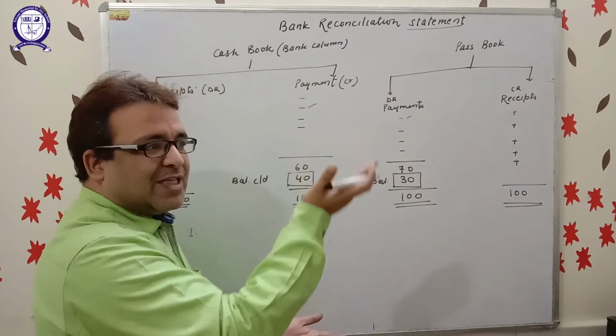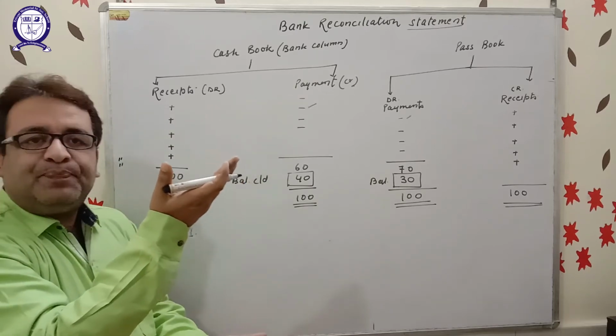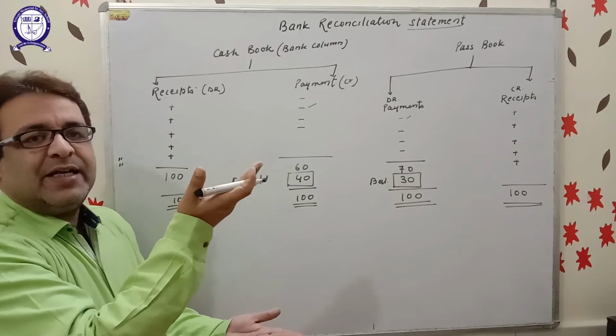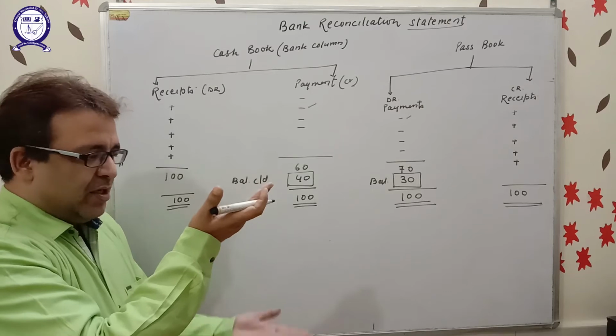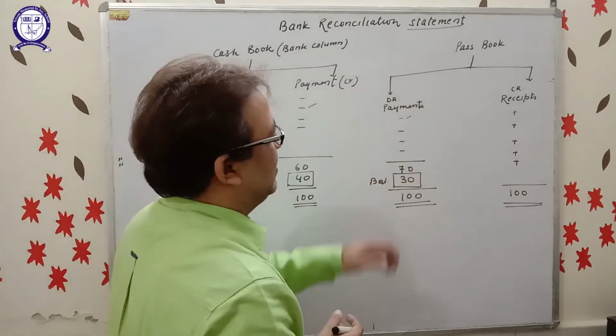The balance of passbook will go high, but the cash book balance will remain the same because we have not entered any transaction. So cash book is down. So there will be a difference between the cash book and passbook balance.